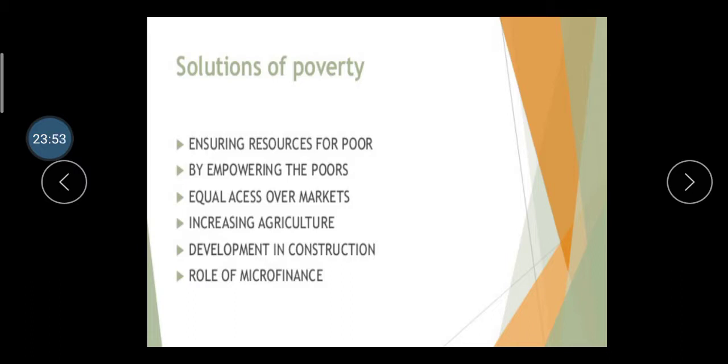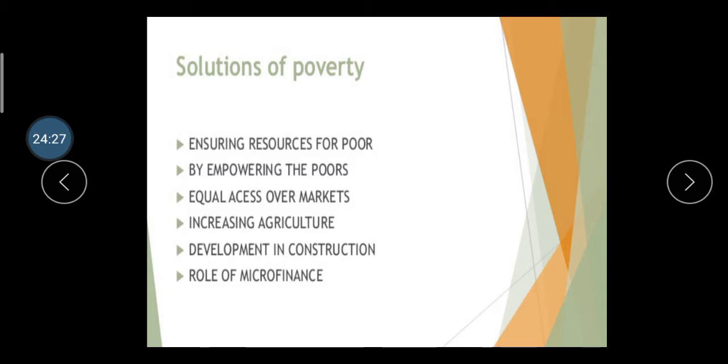regarding new skills and knowledge, so they can easily get their earning. Then after, equalness over the market, so that all the people get the right job. Then increasing agriculture, because in the agriculture sector there is a requirement for a higher number of human beings, so if agriculture increases, it requires higher labor, and that's why the poor person gets a job and earning facility.